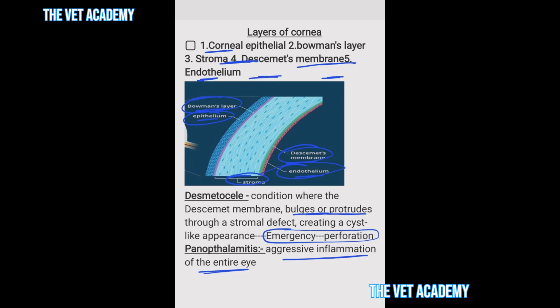Here we will discuss the layers of the cornea. There are 5 layers: corneal epithelium, Bowman's layer, stroma, Descemet's membrane, and endothelium. Descemetocele is a condition in which Descemet's membrane bulges through the stromal defect.